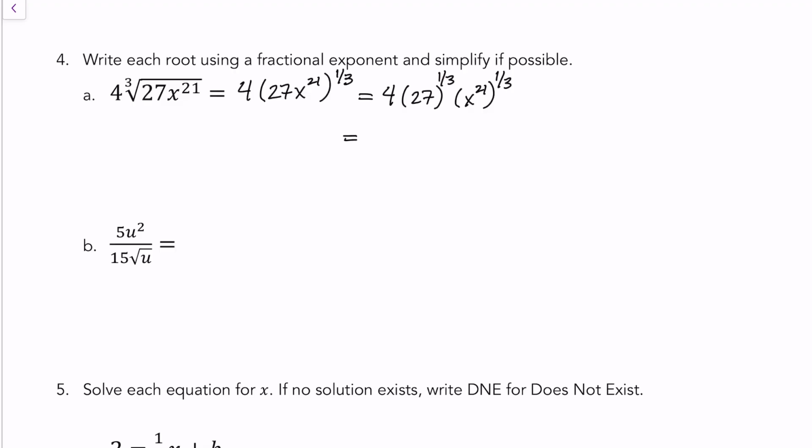So now the 27 to the power of 1/3 is just the cubic root of 27, and that is going to be 3. Okay, because 3 cubed is the same as 27. And then over here, this is going to become x to the power of 21 divided by 3, which is equivalent to 1/3 times 21. So this is going to become 12 x to the power of 7. And this is our solution.